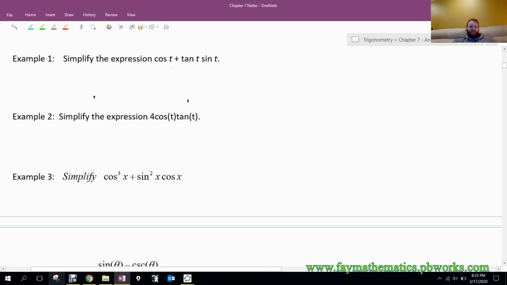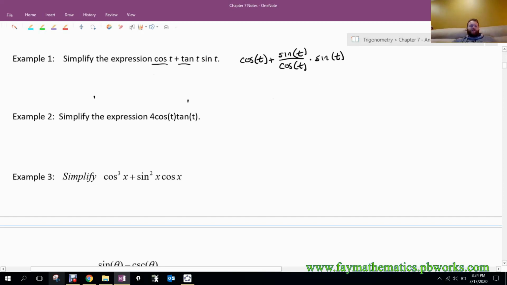But in this first one, because we don't know what we're doing yet and I haven't shown you any examples, I'm going to make sure that every one of these things is written in terms of sine and cosine. So cosine obviously is written in terms of itself. Tangent is not, though, so I'm going to rewrite tangent. I'm going to rewrite everything as cosine t plus, now tangent t in terms of sine and cosine is sine divided by cosine, and then I'll multiply by sine of t.